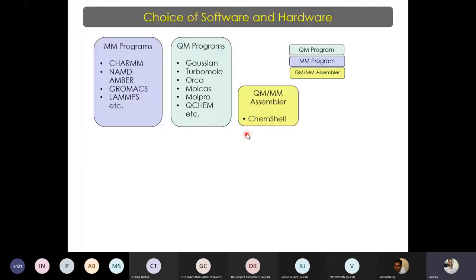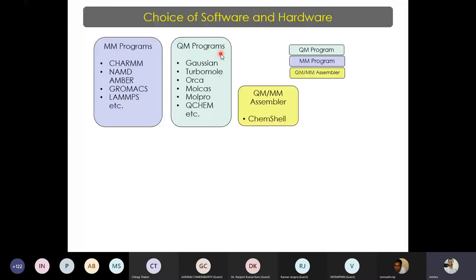And then, as I was saying, there are QM/MM assemblers, for example ChemShell being one of the most prominent examples, which neither does a full MM calculation nor a full QM calculation. It interacts with the QM region, collects the forces, interacts with the MM region, collects the forces, helps you prepare the next step, and sends the calculation to MM, and to QM.